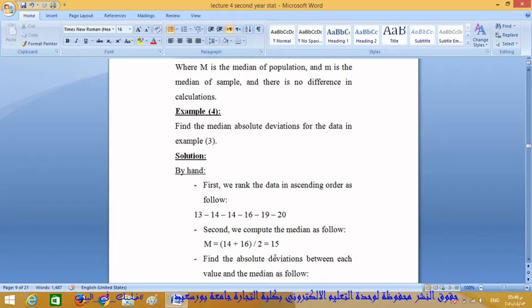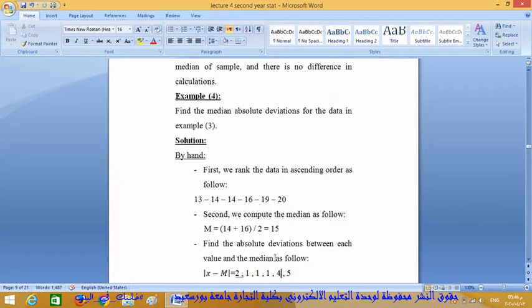Find the absolute deviation between each value and the median as follows. Now the median is 15, so the difference between each value and 15 will be the absolute value of x minus m. For each x: 13 minus 15 equals 2, 14 minus 15 equals 1, 14 minus 15 equals 1, 16 minus 15 equals 1, 19 minus 15 equals 4, and 20 minus 15 equals 5. So these are the absolute deviations between each value and the median of the data set.